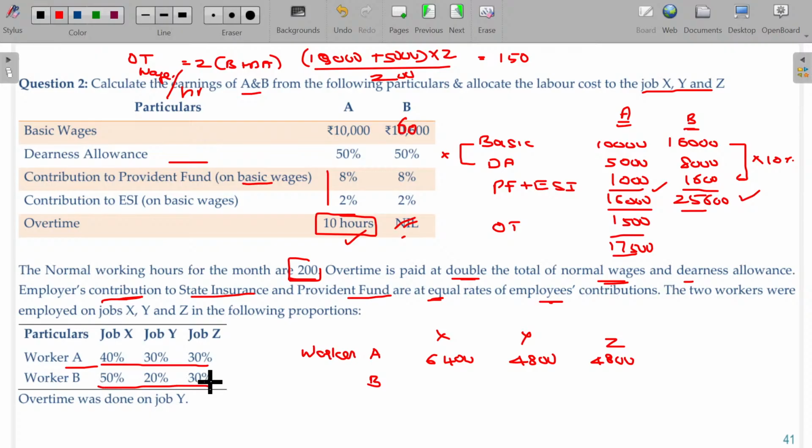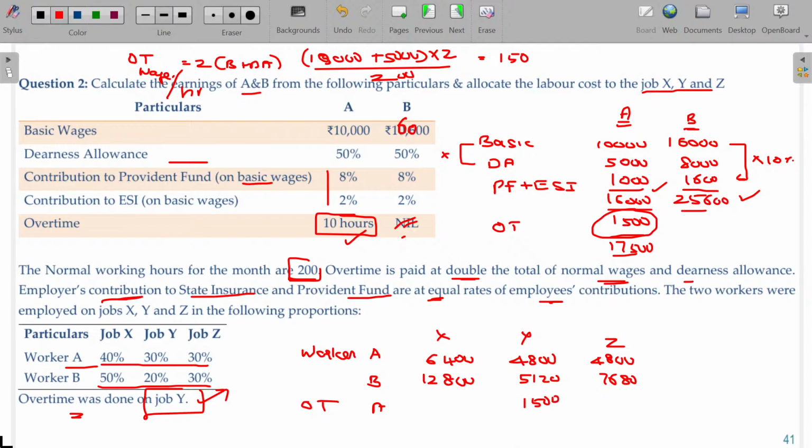50% is meant for job X. And 20 for Y and 30 for Z. So 50 being 12,800 and 5,120 and 7,680. What about the overtime, sir? Overtime will be allotted to the job for which it is worked. Okay. Overtime was done for job Y. So overtime paid for A is recoverable from Y only, the 1,500.